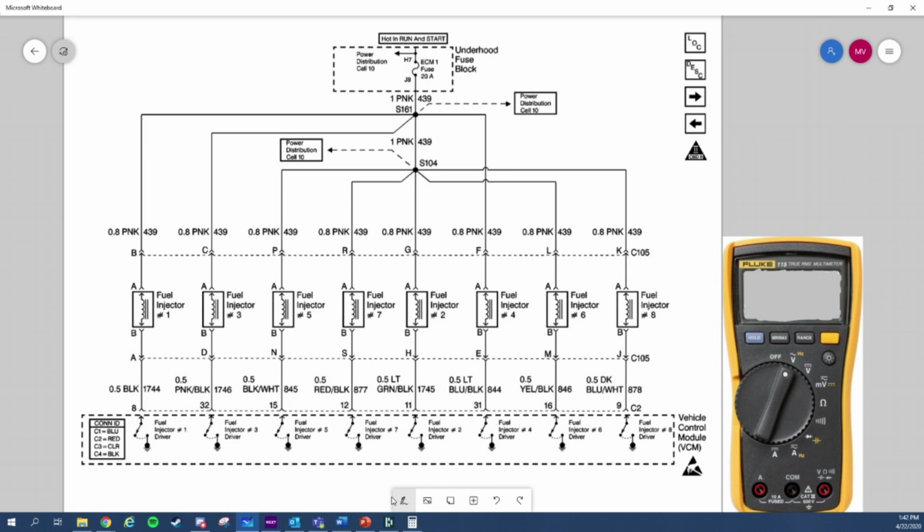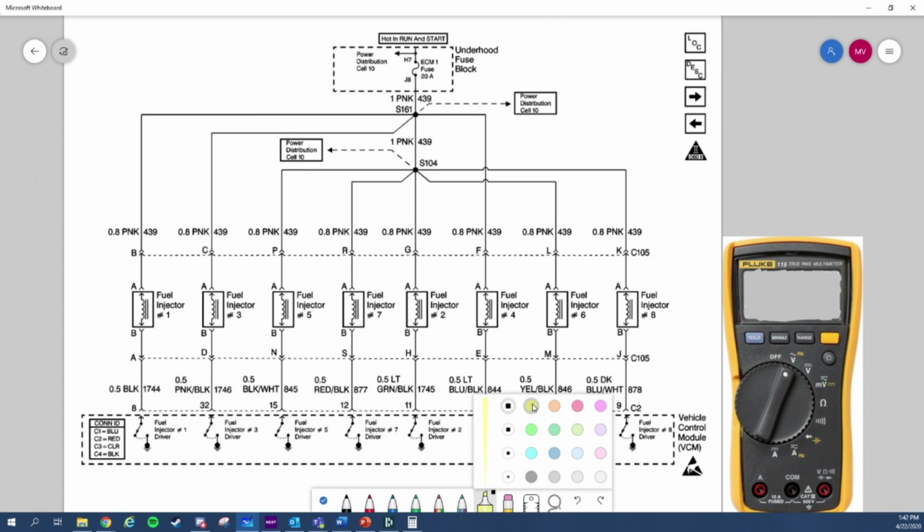What do you see here that looks exactly the same on all of them? On these wires right here, they're all the same color wire. Why is that? Because they're all going to the same place essentially. They have the same power, handling the same power from the same circuit, from the same fuse. That's why they're all pink. Circuit number 439.